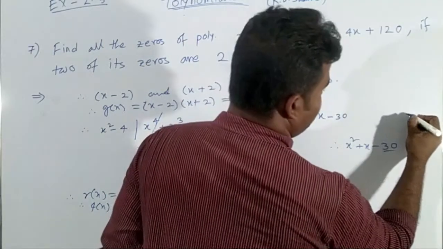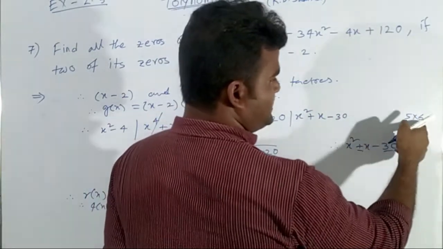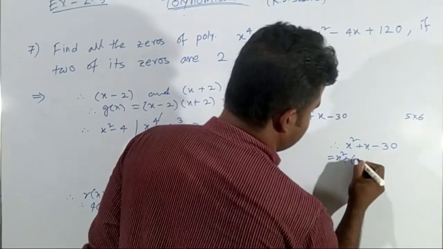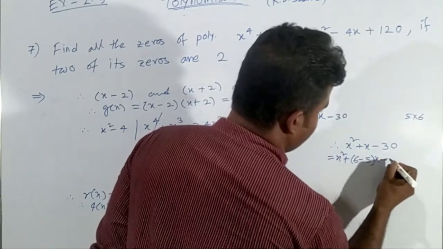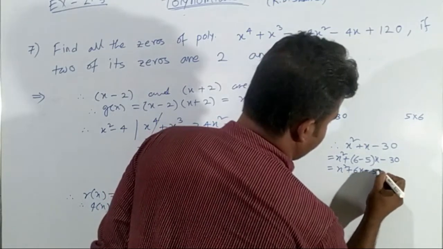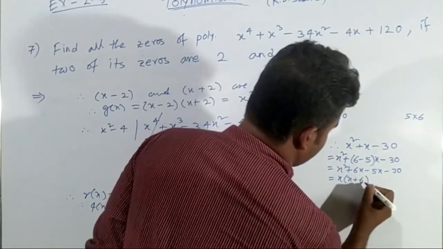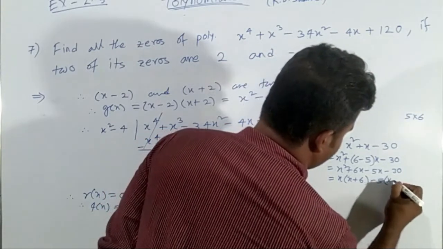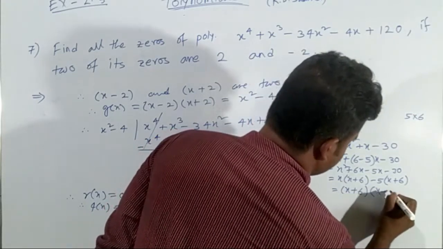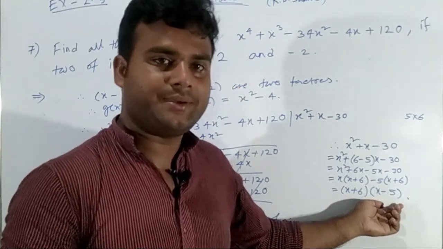Now 30 can be written as 5 into 6, and there is plus 1, that is 6 minus 5, which is 1. Now x square plus 6 minus 5 x minus 30. Now break this bracket, it will be 6x minus 5x minus 30. Now taking out common, x plus 6, and taking out minus 5, x plus 6, then again x plus 6 is common, and it will be x minus 5. So the other two factors are x plus 6 and x minus 5.